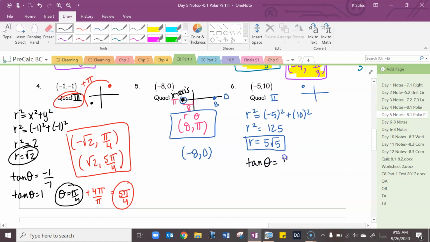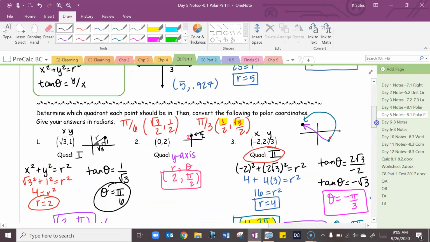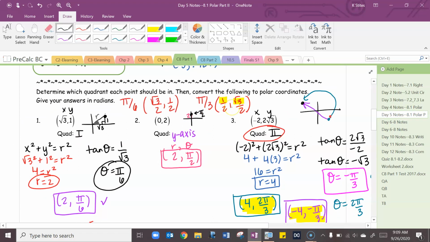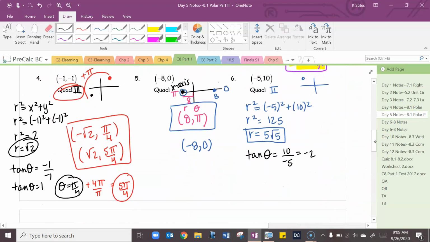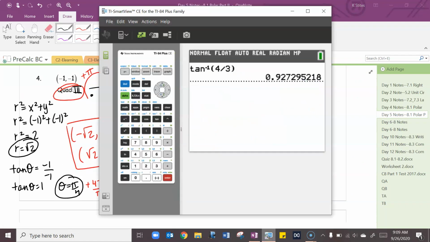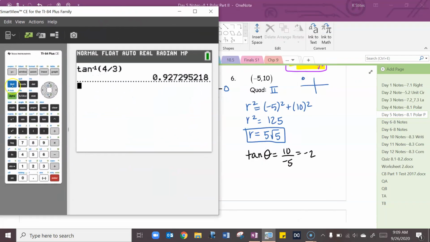Tangent of theta is 10 over -5, which is -2. All right, so this is not one that we recognize from root 3 or 1 over root 3 or 1, which are from our main unit circle angles. So we will have to use our calculator for this. Inverse tangent of -2 gives you -1.107.